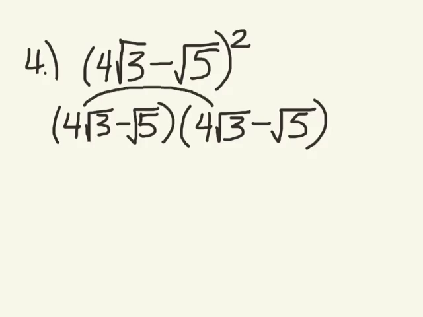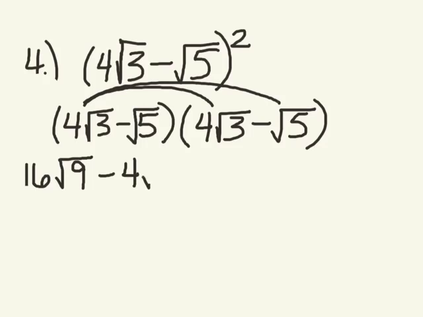When we're foiling this, 4 times 4 is 16. Under the radical, you have 3 times 3, which is 9. Here are the outsides. We have 4 times negative radical 5, so that's negative 4, and 3 times 5 under the radical, 15 under your radical. Insides here, negative times positive 4 is negative 4, and 5 times 3 under your radical, again, square root of 15.